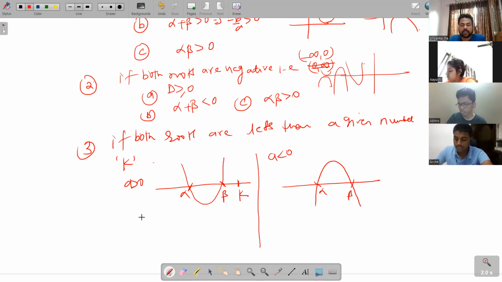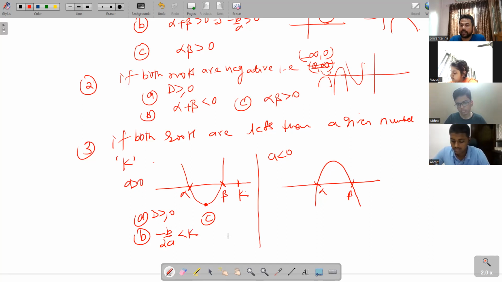So in this case, the first condition should be discriminant has to be greater than or equal to 0, because the roots have to be real. It may be different, it may be equal. The second condition would be the same. If both the roots are less than k, definitely the vertex will also be less than k. So the formula of vertex, minus b by 2a, will be less than k. And the third condition would be, see, at this point, where do you see the graph? That is above the x-axis. So at the point x equal to k, the graph will give you a positive value, right? So the value of the function at x equal to k has to be positive.